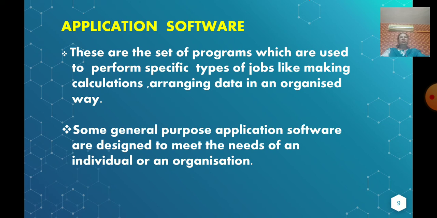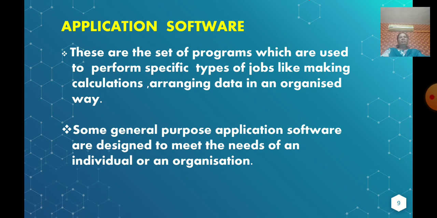The application software is a set of programs which are used to perform specific types of jobs like making calculations and arranging data in an organized way, right? For example, if you want to create a presentation, which software will you use? You will use PowerPoint software, right? So that is an application software. If you want to type a letter, which software will you use? MS Word or WordPad, right? So that is known as application software.